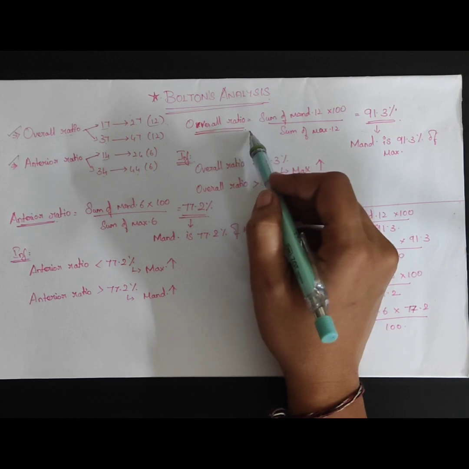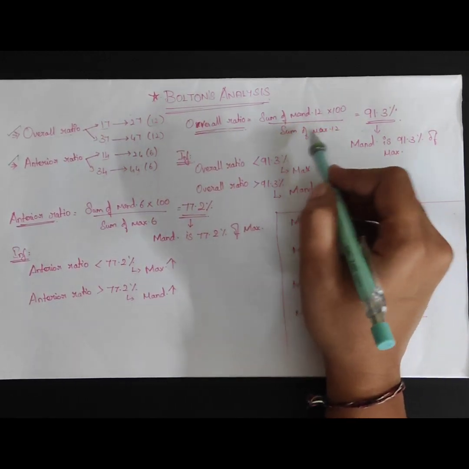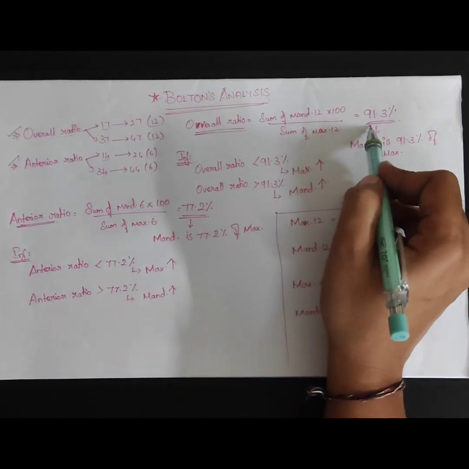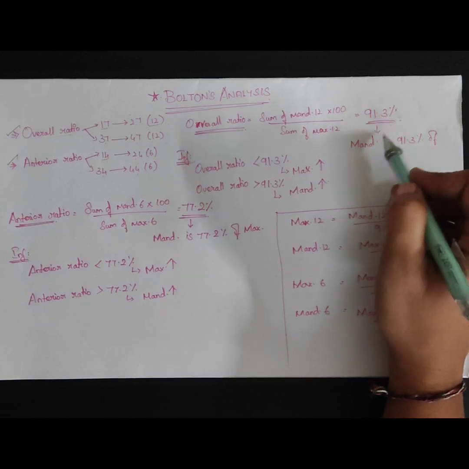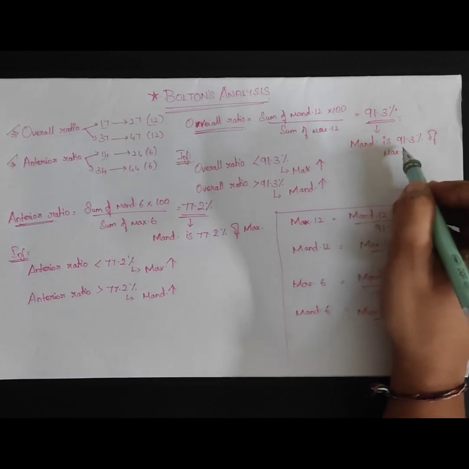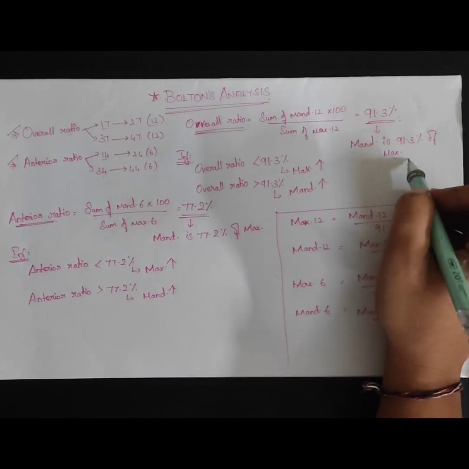Overall ratio is equal to the sum of mandibular 12 into 100 divided by the sum of maxillary 12, which gives a value of 91.3%. This value means that the mandibular tooth material is 91.3% of the maxillary tooth material.